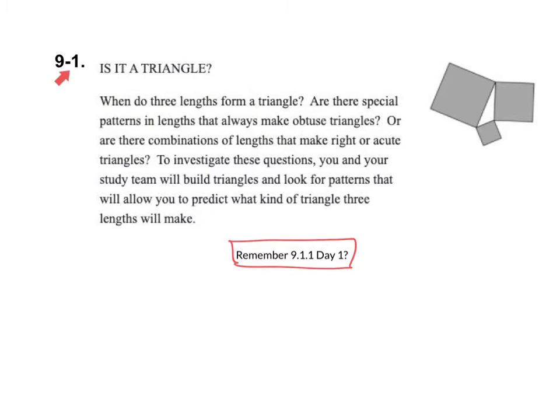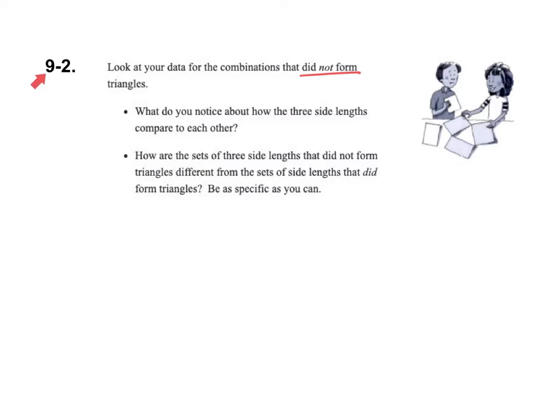So remember we talked about this when we did day 1, and we just basically looked at a whole bunch of different triangles. We looked at maybe 13 different triangle lengths and sides, and just said, okay, what type of triangles are they forming, and do they even form a triangle? So if you have that data sheet, you should pull that up, and we're going to start to analyze the data that we collected from 911 day 1. Specifically, we're going to start with question 9-2, and we're going to look at the data for the combinations that did not form triangles.